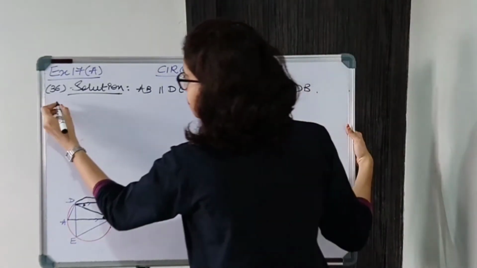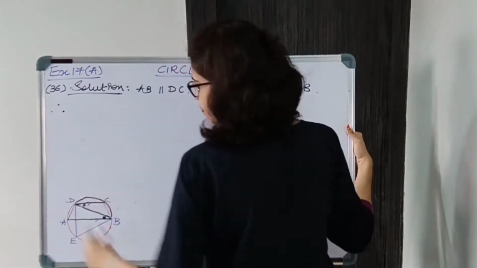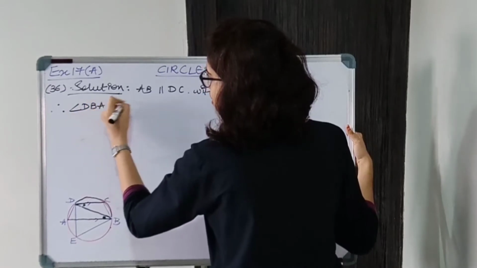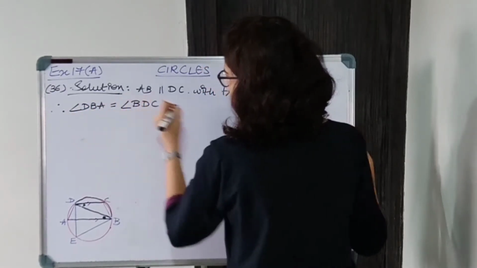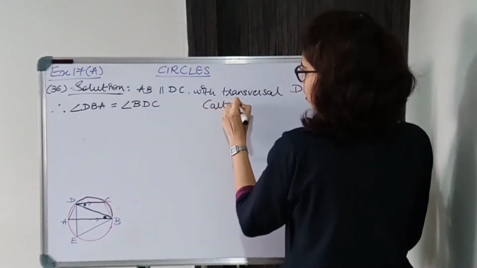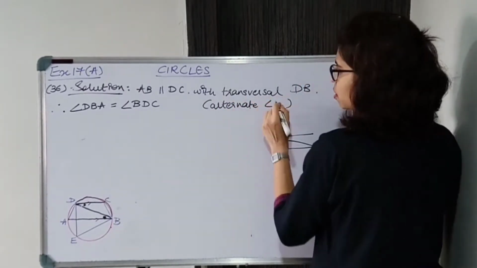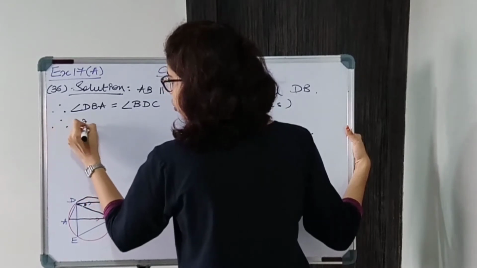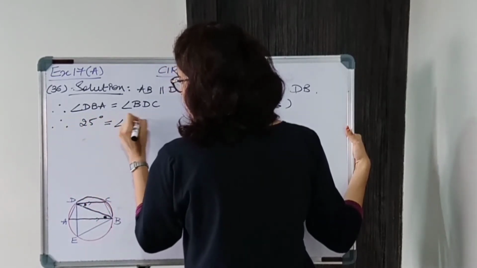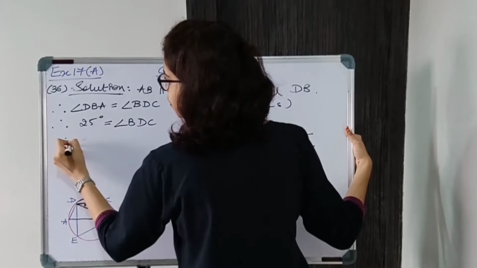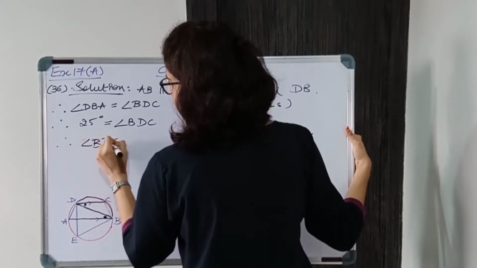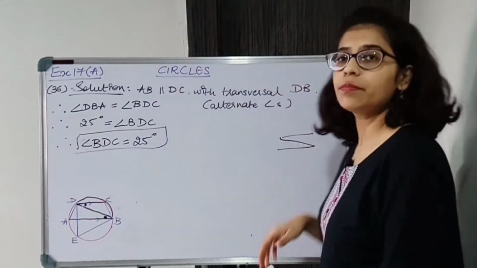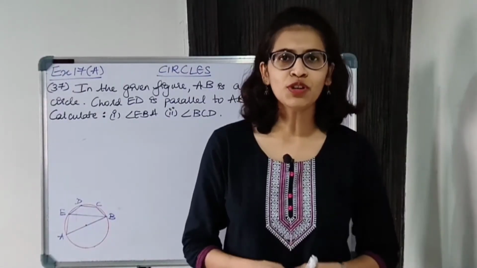सो देयरफॉर angle DBA is equal to angle BDC, alternate angles. फुल वर्ड लिखना है. Now DBA का value we got 25 degrees, so angle BDC is also equal to 25 degrees. Therefore angle BDC is 25 degrees. So it's very easy. Okay. Moving on to next question.